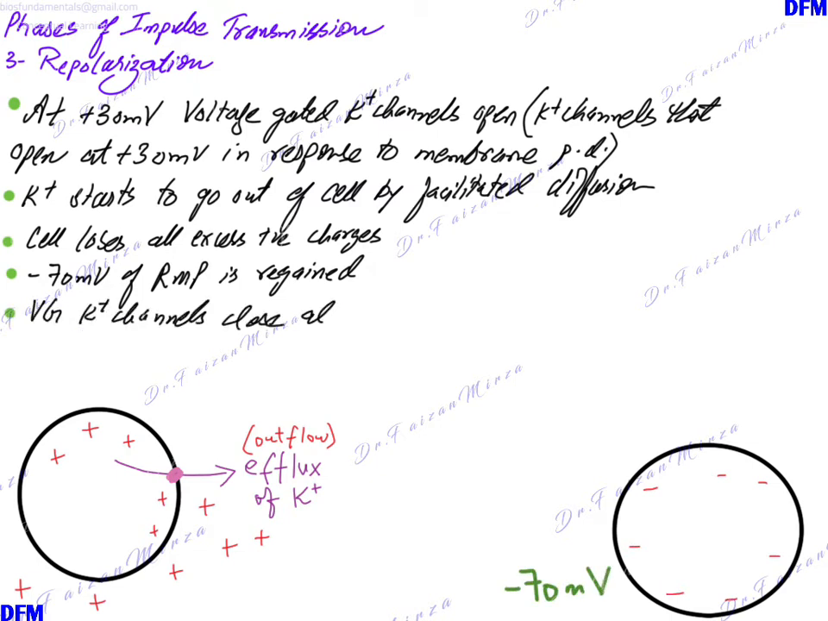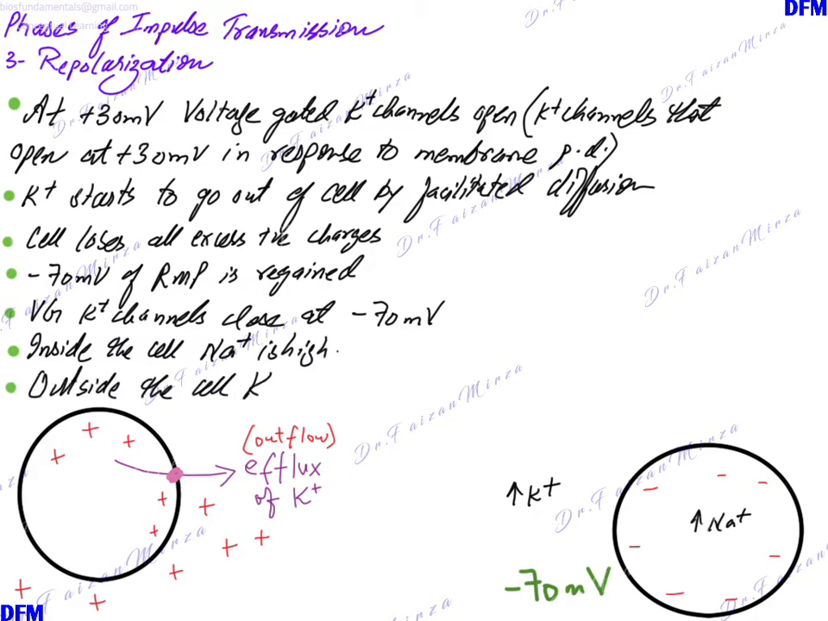The voltage gated channels then close at minus 70 millivolts, allowing resting membrane potential to be retained. But now the sodium and potassium concentrations have been disturbed. Outside you have a high potassium concentration, and inside you have a high sodium concentration, which is a bit different from the scenario we had initially at RMP, although RMP is achieved. How is this reverted back?